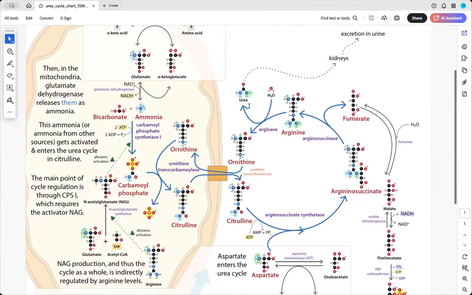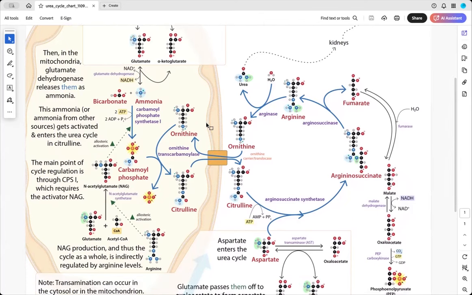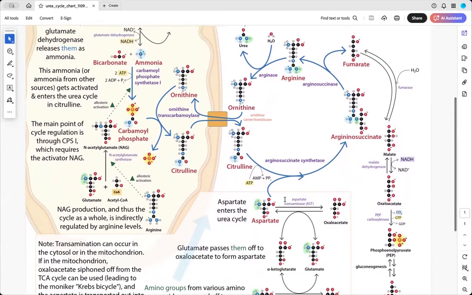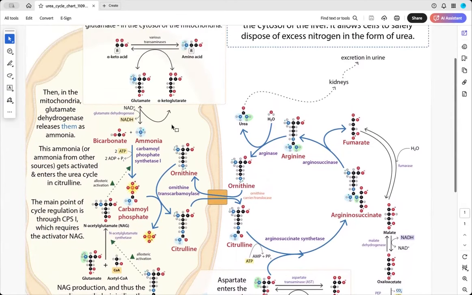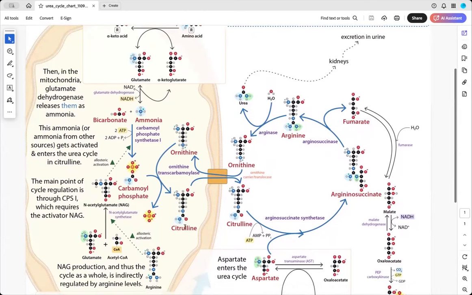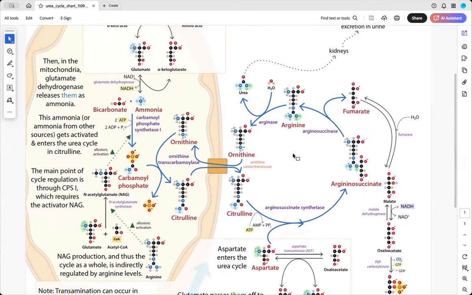But in order to actually make the arginine, we're going to need to add two amino groups. We're going to get one of those amino groups from our glutamate that we have coming in over here, and one from our aspartate. So what's going to happen is that the ornithine is going to join with the amide group from our carbamoyl phosphate, with the help of ornithine transcarbamylase, and this will give us citrulline.